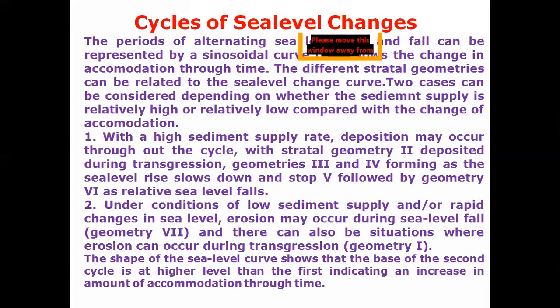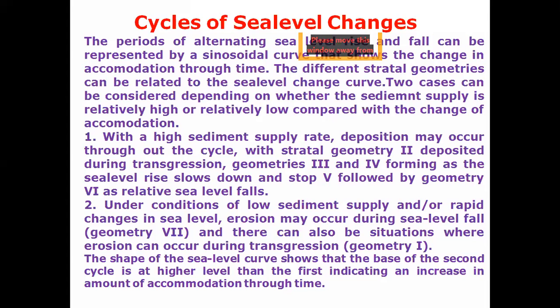So the periods of alternating sea level rise and fall can be represented by a sinusoidal curve that shows the change in accommodation through time, because accommodation is created by sea level rise, and whenever it falls, the accommodation space becomes less and less, and the shoreline moves towards the sea with the sediment supply. The different stratal geometries can be related to the sea level change curve.